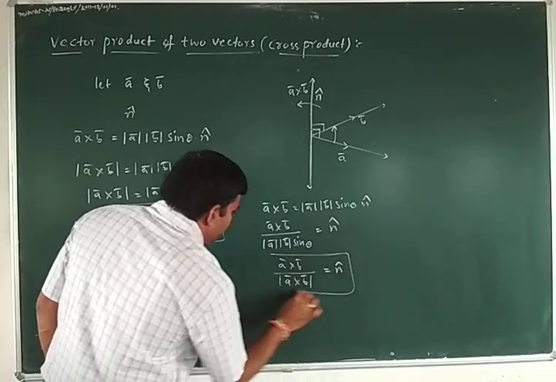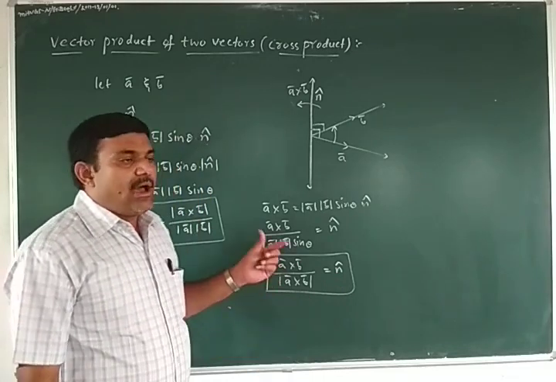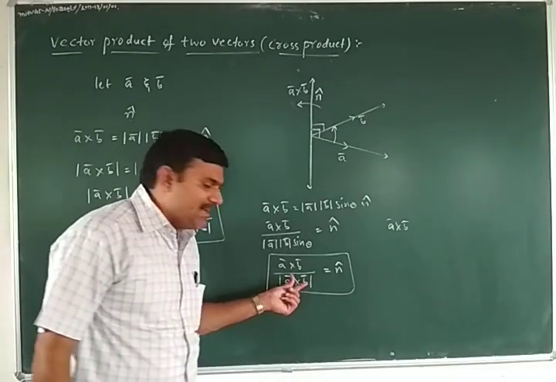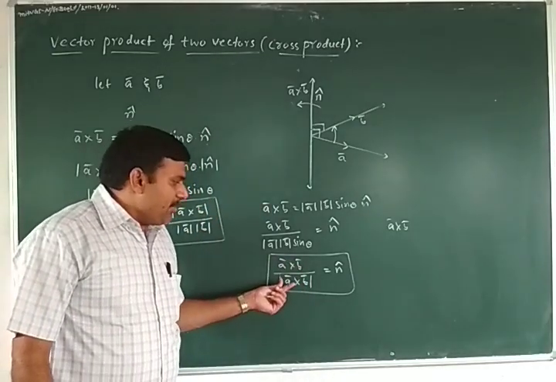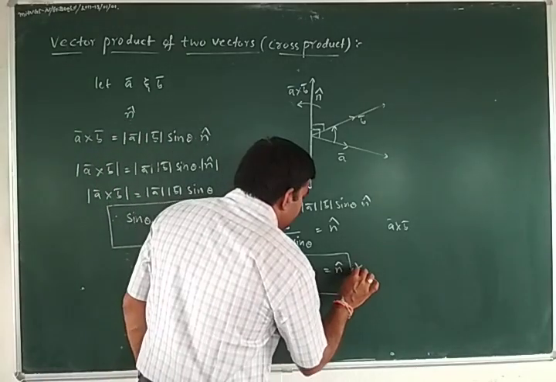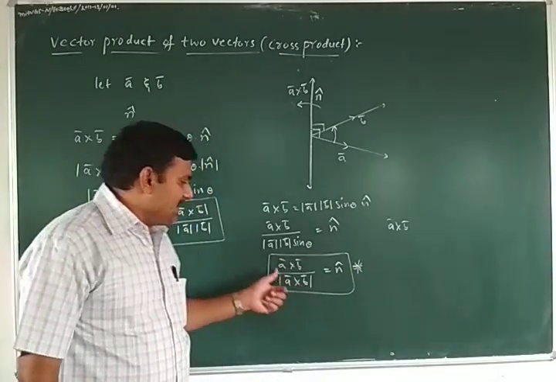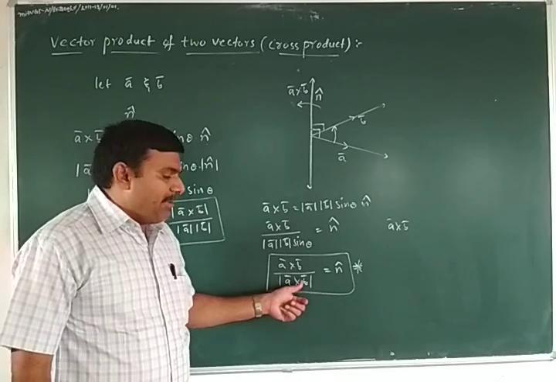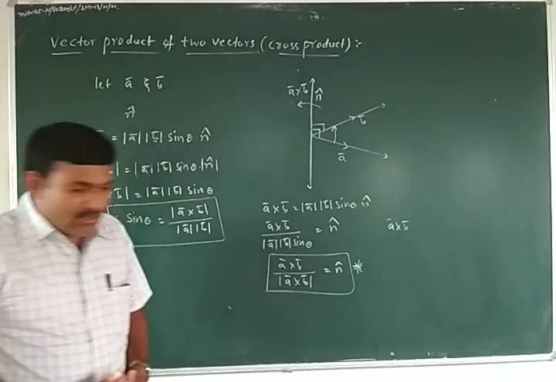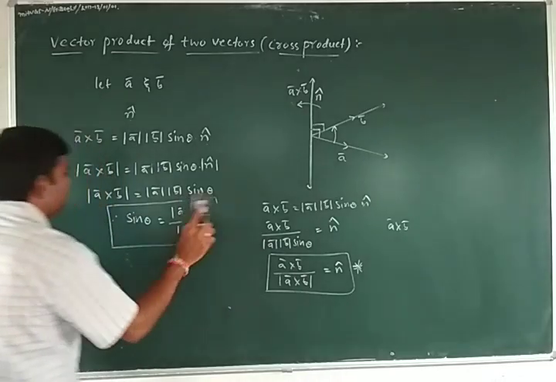So now we have derived one formula. The unit vector along A bar cross B bar is A bar cross B bar divided by mod A bar cross B bar. Very important formula. The unit vector along A bar cross B bar is A bar cross B bar by mod A bar cross B bar. Very important. And later we will discuss some more properties from this.